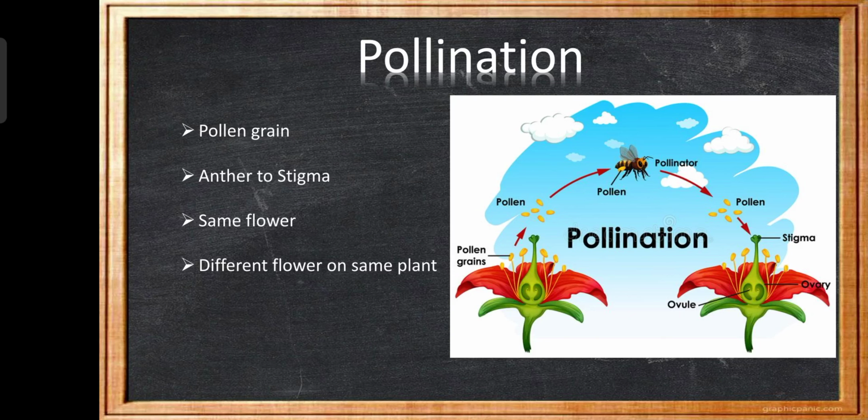Pollination is always said to be the first step leading to the development of ovary into fruit and ovule into seed. Then what about the second step? The second step is always said to be fertilization. So pollination is the first step and fertilization is the second step in the process of sexual reproduction in flowering plants.